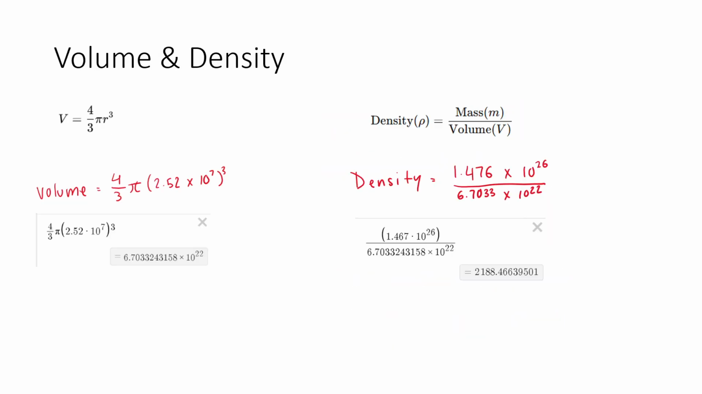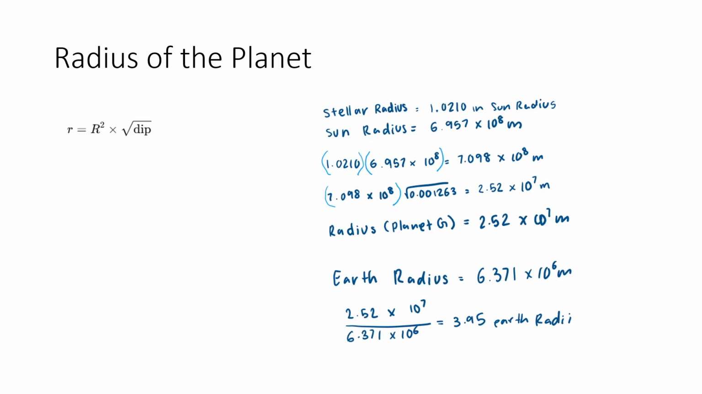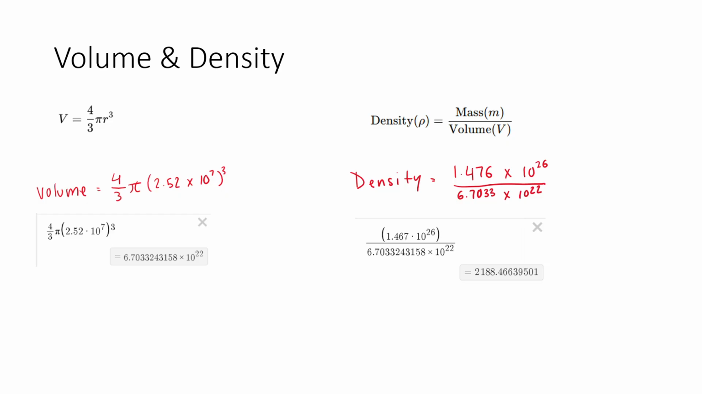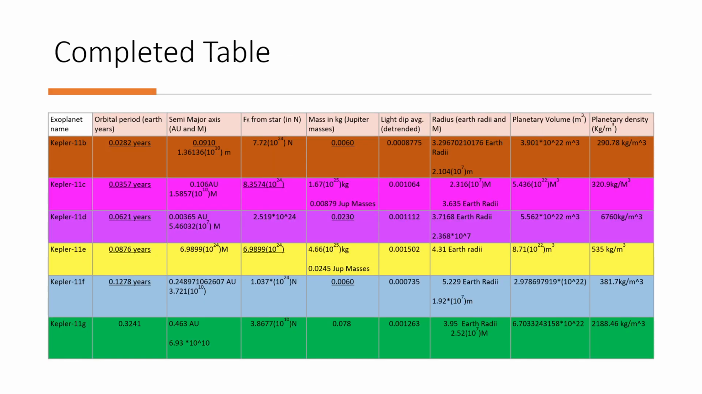Volume and density, it's pretty simple. You just take the radius of the planet, plug it into the volume equation, and you just put it in decimals and you get the number. It's really simple. And then for density, you just get the mass divided by the volume, and that's it. And this is our completed table.